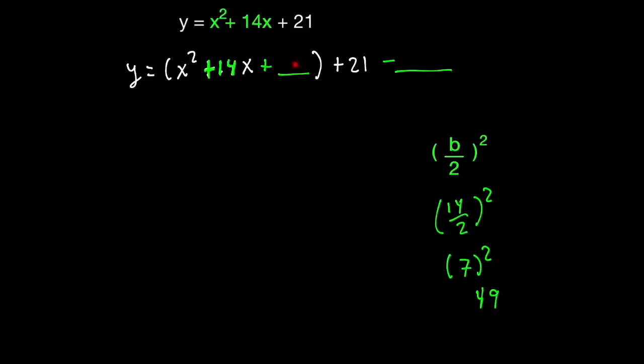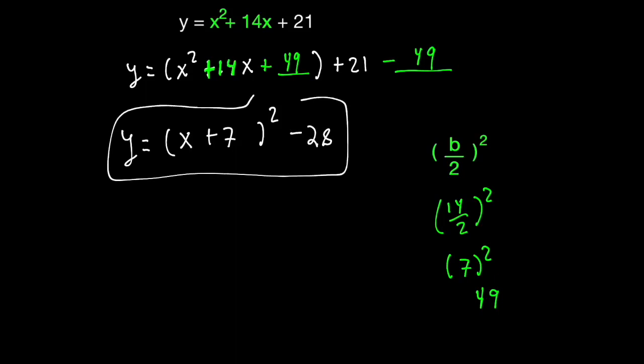To complete the square, I need to add a value of 49, and in this case, I'll also have to subtract the 49. Now that I have a perfect square trinomial, I can exchange that part for its binomial squared. And to do that, I can grab x and then add half of the coefficient of x. So half of 14 is 7, or we already did that part here. And 21 minus 49, we can simplify that, and that'll give us a negative 28. And here we have the vertex form.